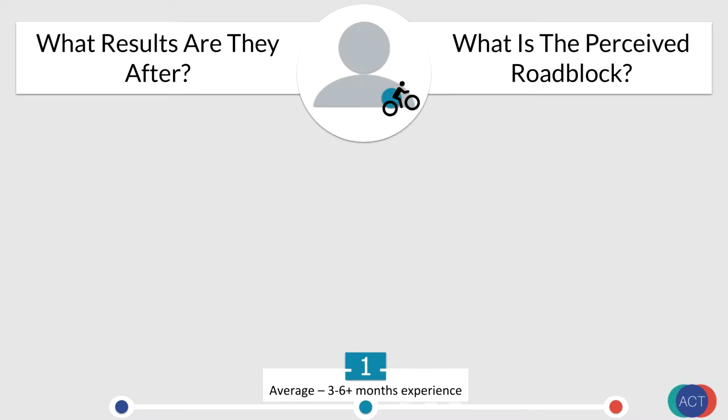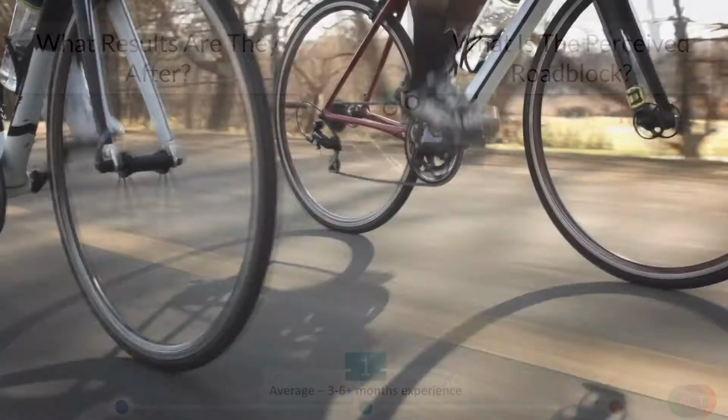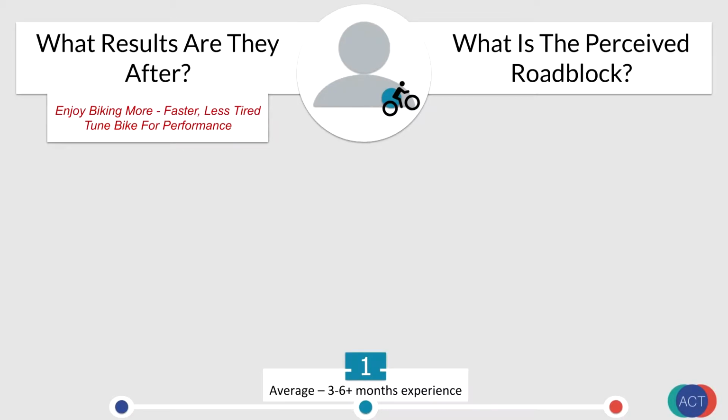So let's continue with our bike example, and go through an example of the weekend mountain biker, someone who's just doing this as a hobby casually, and we're looking to sell them some mountain bike equipment or training. So first we want to know, what results are they after? Well, they probably would enjoy mountain biking more if they could go faster, they'd be less tired, maybe they're dealing with some injuries because of incorrect form or skill, and it might have been a while since their last tune-up, so they're looking to tune up their bike or upgrade their bike to improve performance.